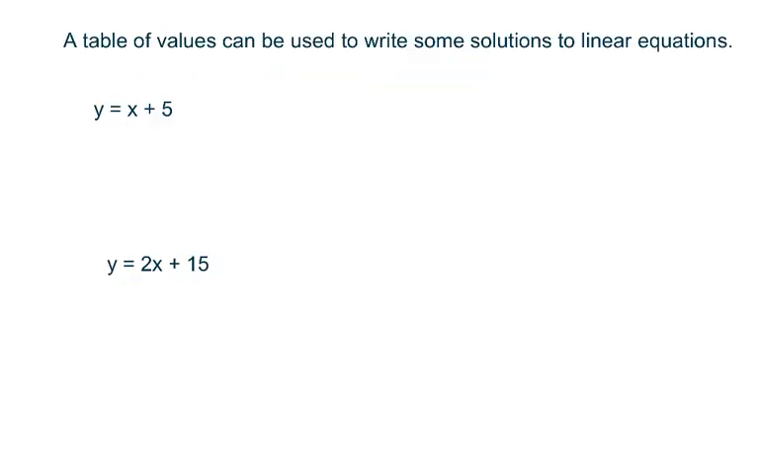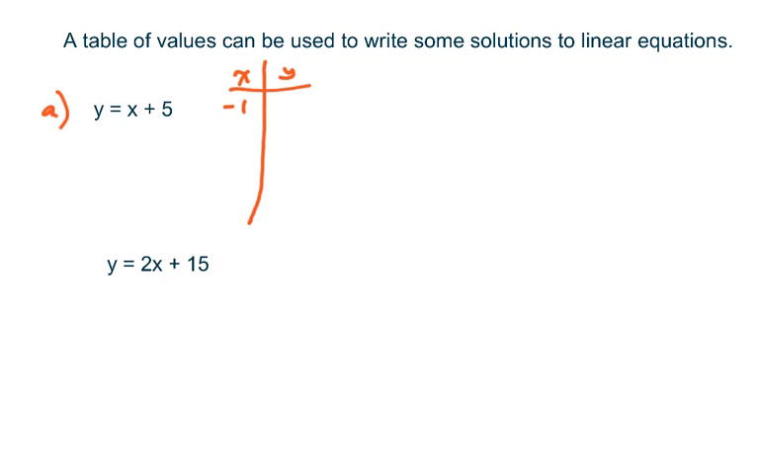So now we're going to create our own solutions to some linear equations. One way that we can come up with some of the solutions is by making a table of values. For this first equation, y equals x plus 5, let's make a table. We can use any x value that we want and then see what the corresponding y value would be. So let's just randomly pick -1.